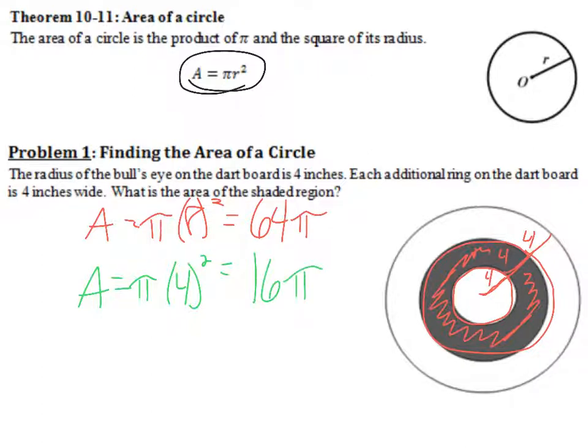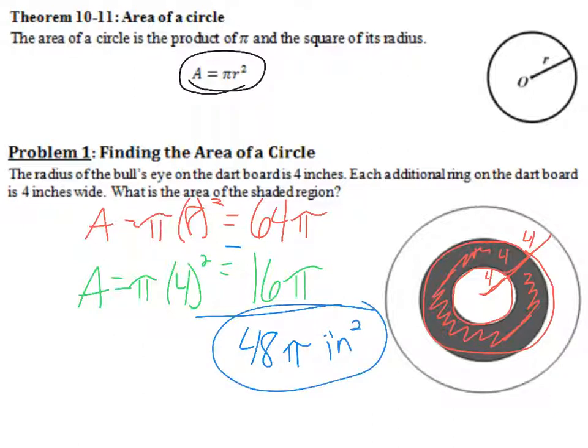So now if I subtract that away, 64 pi minus 16 pi, I subtract the numbers. 64 minus 16 gets me 48, and I still have pi. So my area would be 48 pi square inches. That would be our answer if they wanted us to leave pi in it. Otherwise, we could type that in to our calculators and we would get about 150.8 square inches.